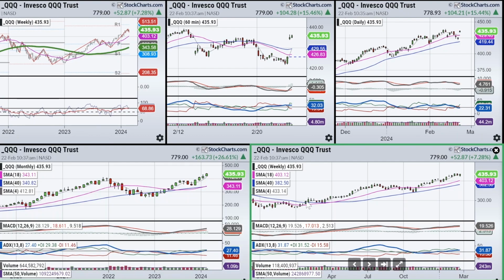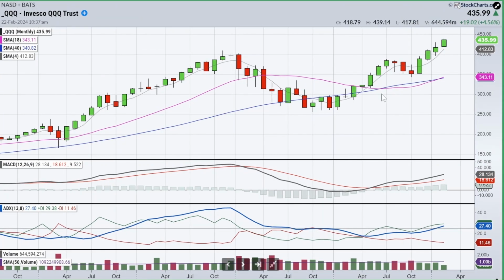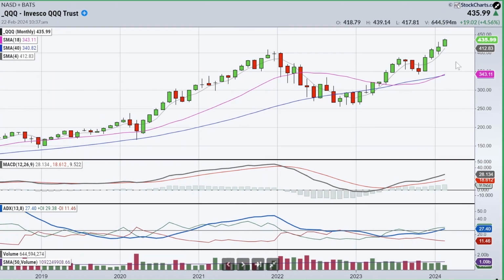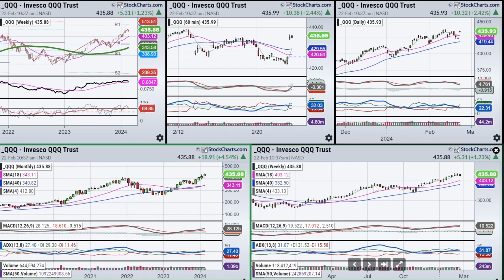All right, let's look at the QQQ here, and it's actually somewhat of a similar picture, although if we look at the monthly, we've got a solid trend. Not overbought, it's just solid. It is up 4 months in a row. I think we're due for some kind of a pause or a pullback, but we've got MACD and ADX confirming this trend on this time frame.